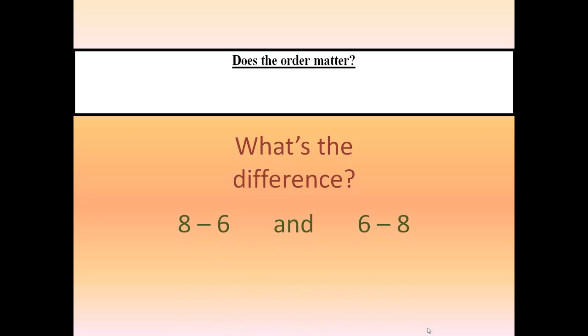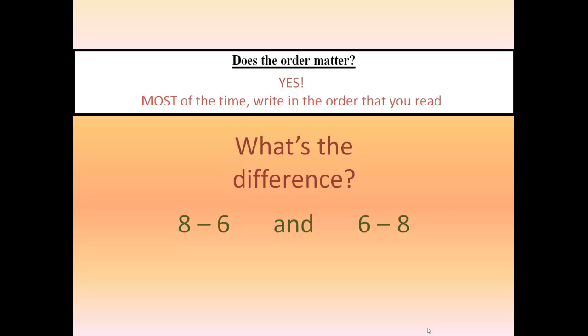Now, when we're translating a phrase into an algebraic expression, does order matter? Let's look at two expressions, 8 minus 6 and 6 minus 8. 8 minus 6 is 2. 6 minus 8 is negative 2. So you can see the order that we put the 8 and 6 in around the subtraction sign is very important. So yes, order matters when we're writing an algebraic expression.